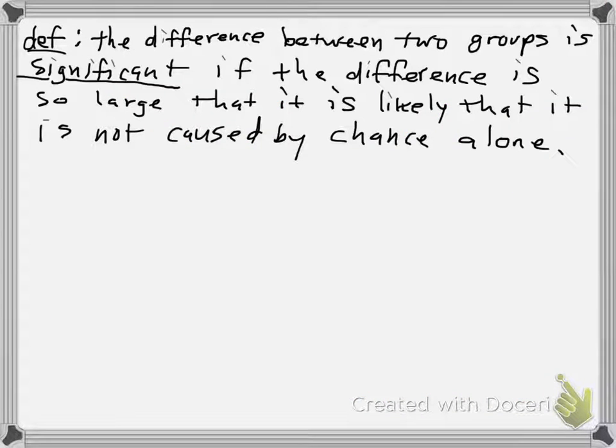The idea about significant is that the difference between any 2 groups is significant if that difference is so large that it's not likely to be caused by chance alone. In other words, it's probably not just a random chance that it happened. It was the effect. If we did a good experiment, we ultimately want to be able to say, hey, it was the drug that caused a significant reduction in blood pressure. Significant, again, being that it wasn't caused by chance alone. It's very unlikely that it was caused by chance alone.